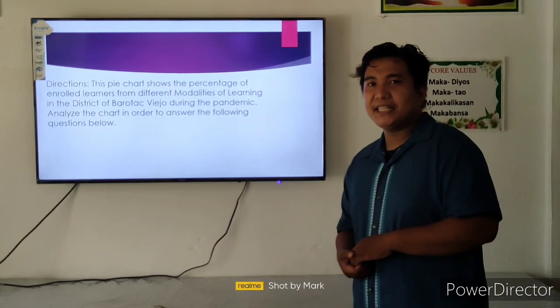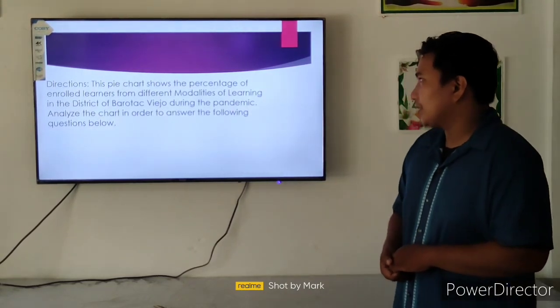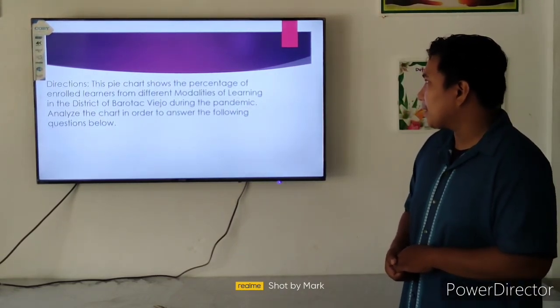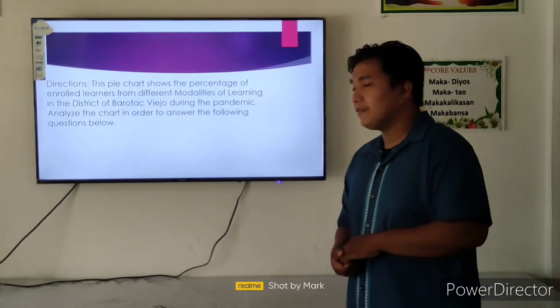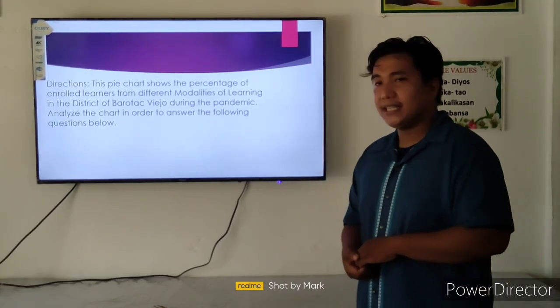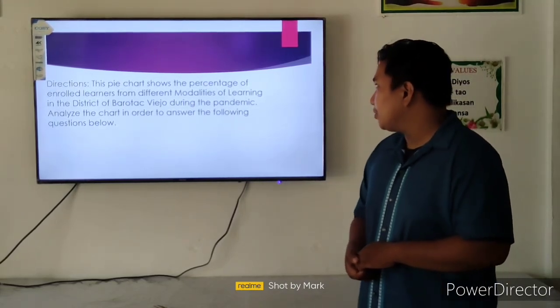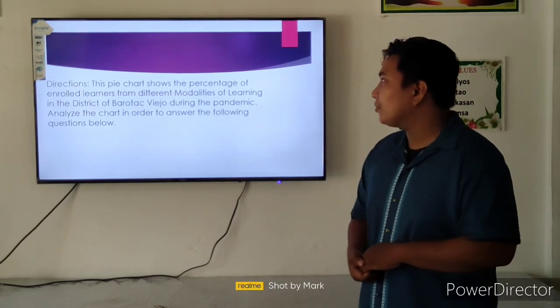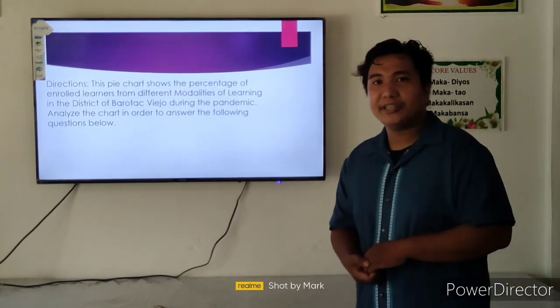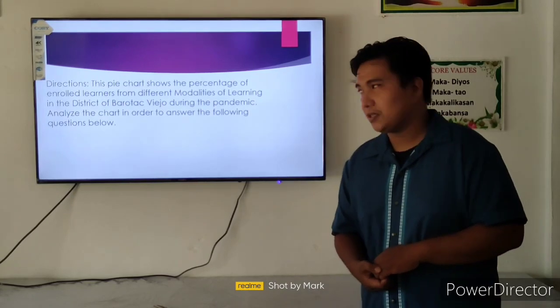Okay, so here is the direction. This pie chart shows the percentage of enrolled learners from different modalities of learning in the district of Barotac Viejo during the pandemic. They have to analyze the chart in order to answer the following questions.